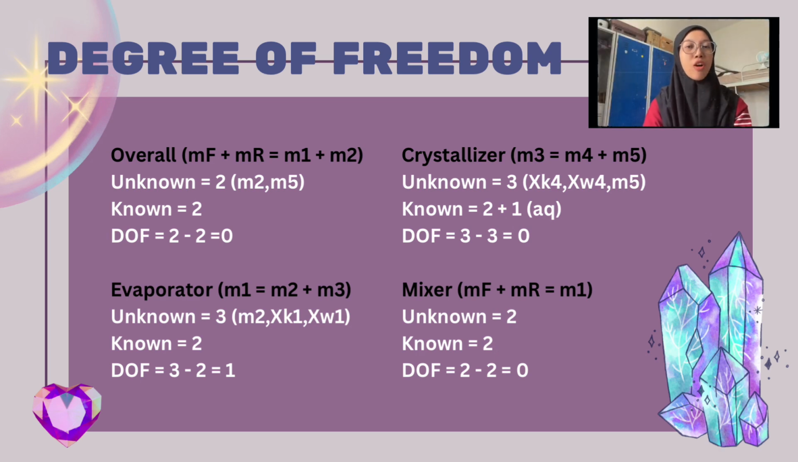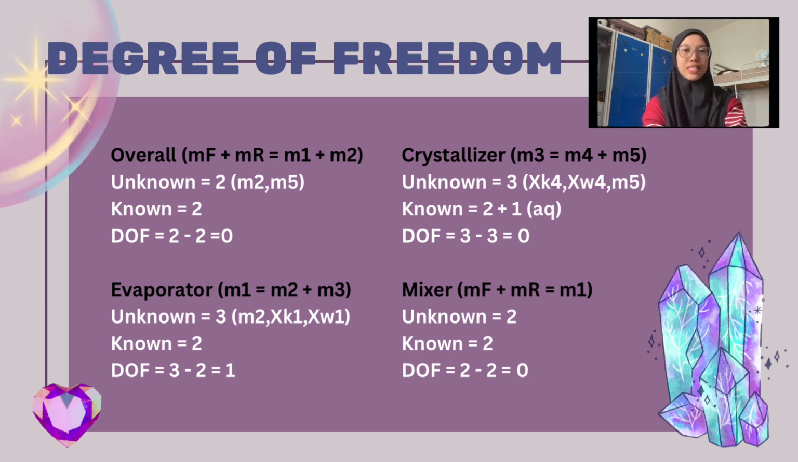So let's begin with the overall system. First, note down the total inputs and output and set up the equation MF plus MR equal to M1 plus M2, where two unknown, which is M2 and M5, and two knowns result in a DOF of 0. Next, move on to the evaporator and set up its mass balance with equation M1 equal to M2 plus M3. It introduced three unknowns, which is M2, XK1, and also XW1, and two knowns leading to a DOF of 1, indicating the need for an additional specification to fully determine the system.